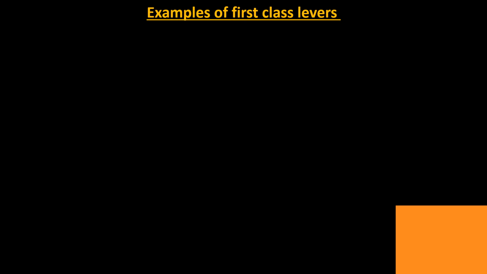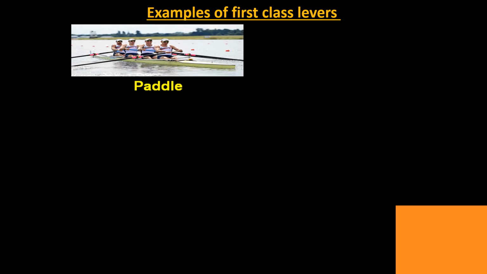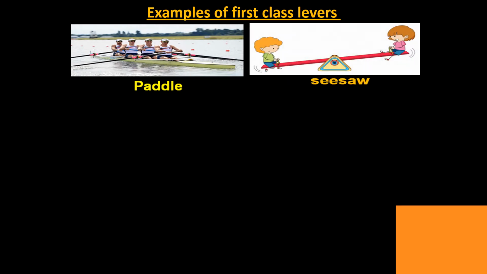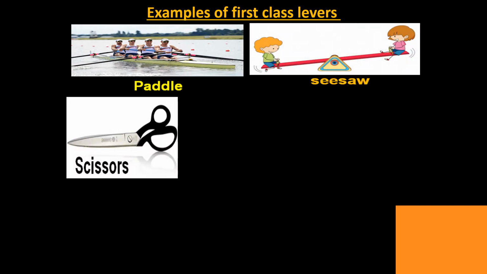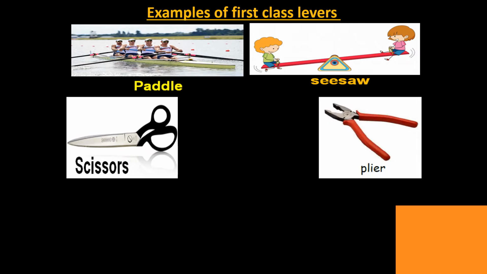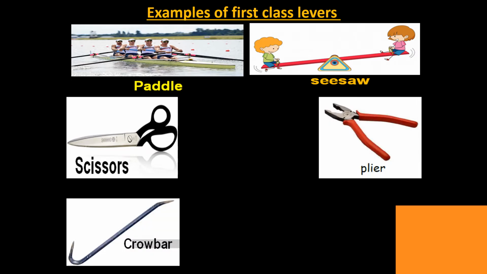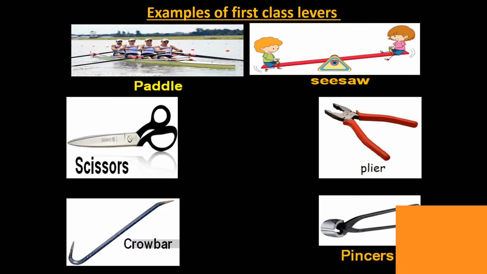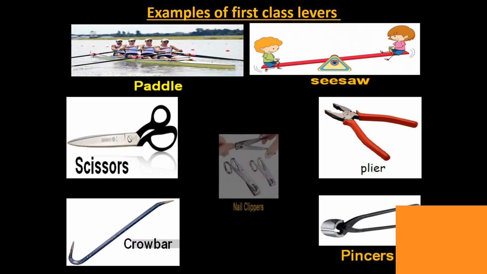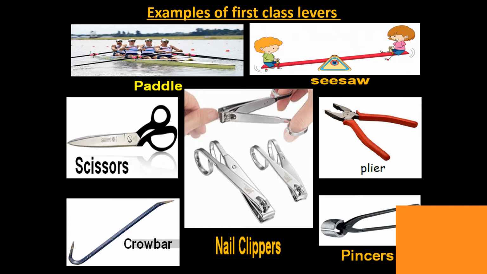The examples of first-class lever: number 1, paddle; number 2, seesaw; number 3, scissors; number 4, plier; number 5, crowbar; number 6, pincer; number 7, nail clipper. So first-class lever contains many examples, so we consider it the most popular type of lever.